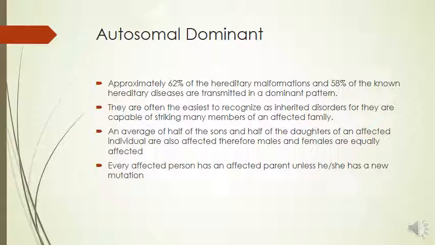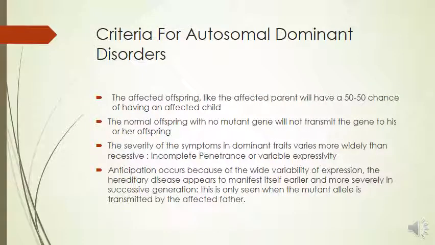Every affected person has an affected parent unless he or she has a new mutation. In looking at the criteria for autosomal dominant disorders, the affected offspring, like the affected parent, will have a 50-50 chance of having an affected child. The normal offspring with no mutant gene will not transmit the gene to his or her offspring.